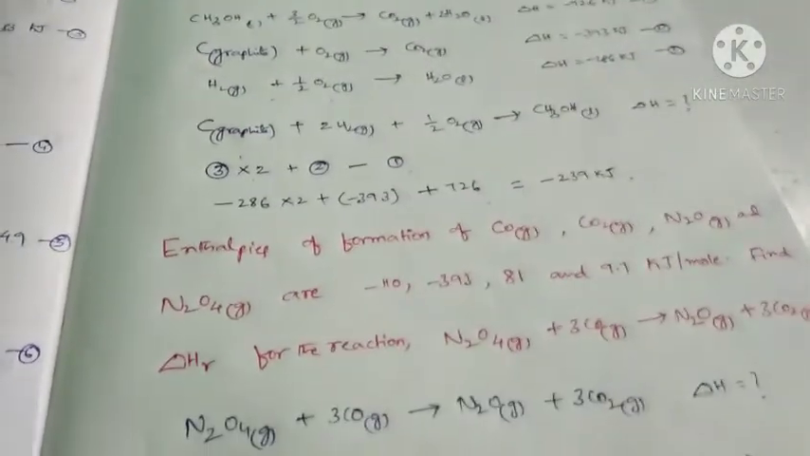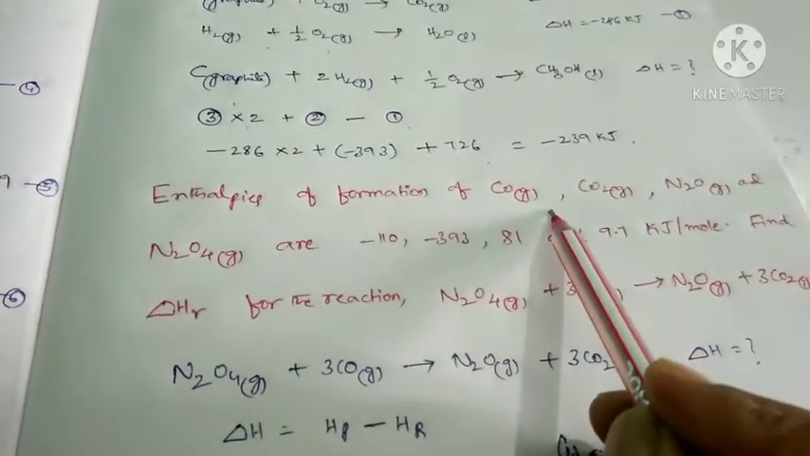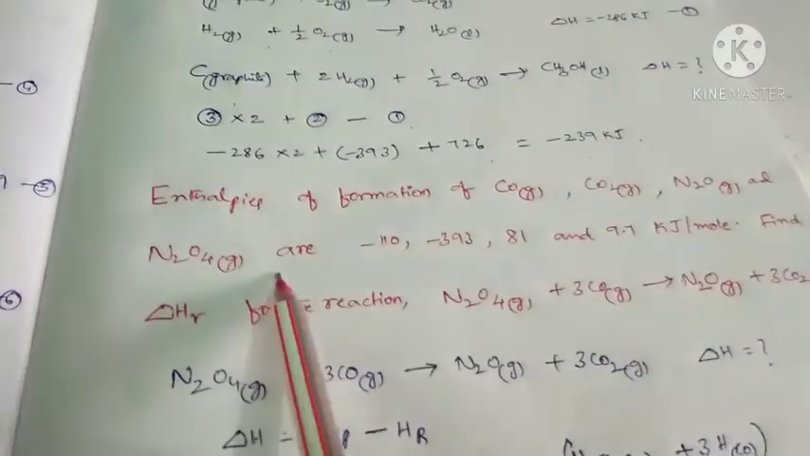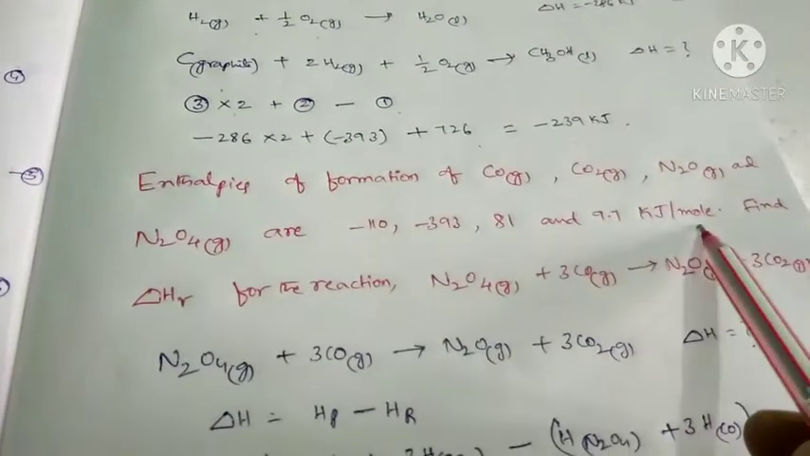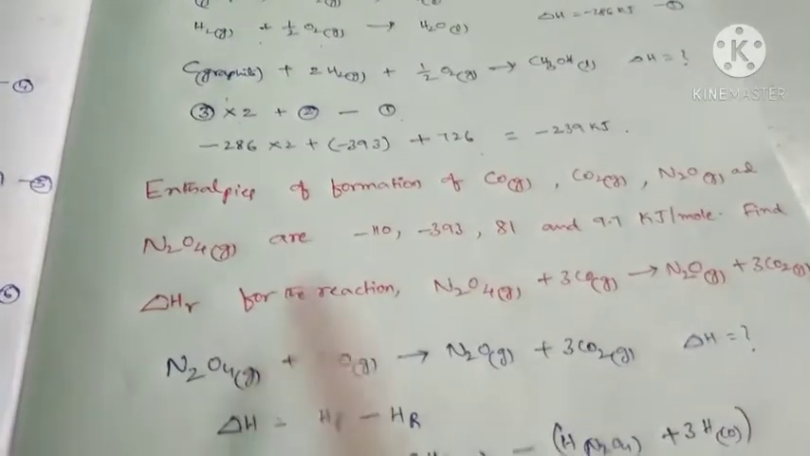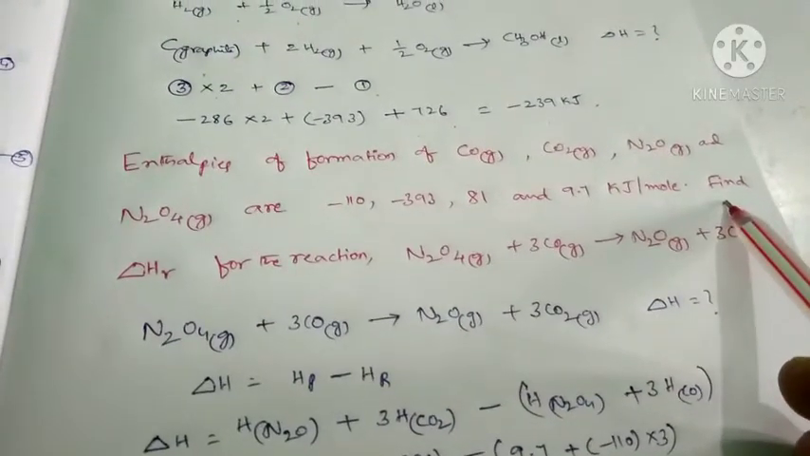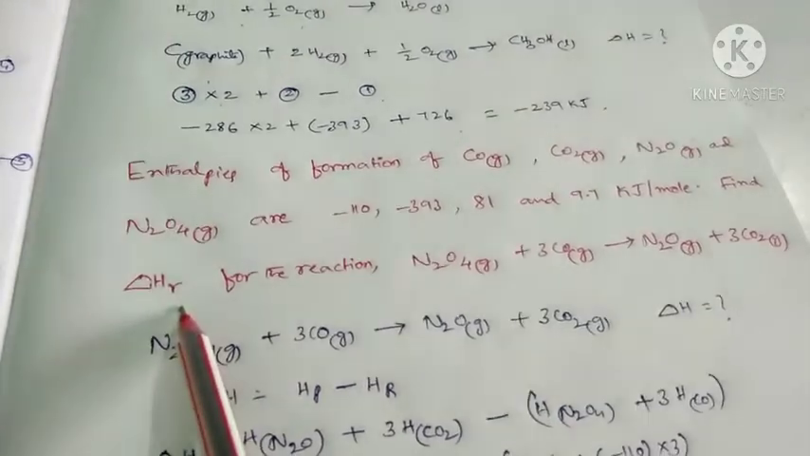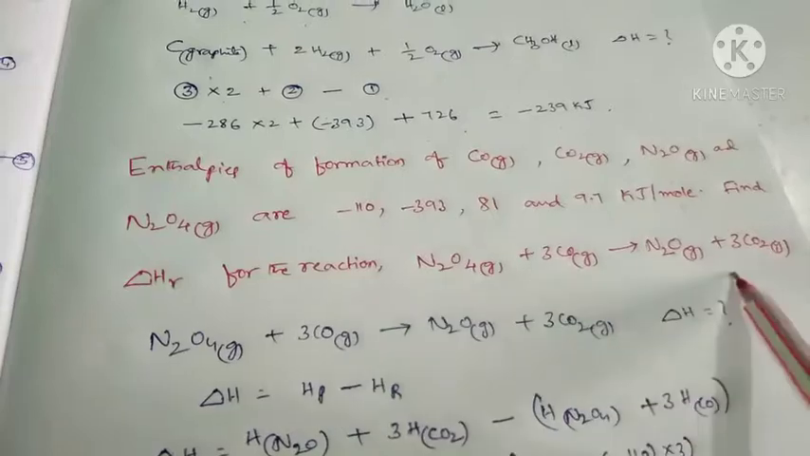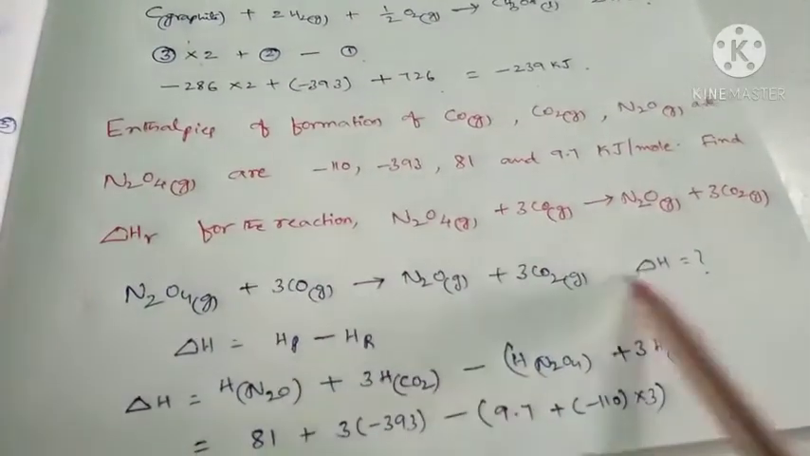Next, one more question. The enthalpies of formation of CO gas, CO2 gas, N2O gas and N2O4 gas are given with these values. That means the enthalpies of formation of these compounds are given. Next, what we have to do? Find delta H of reaction, that means delta H for the given reaction. So this is the given equation, and we have to find delta H.